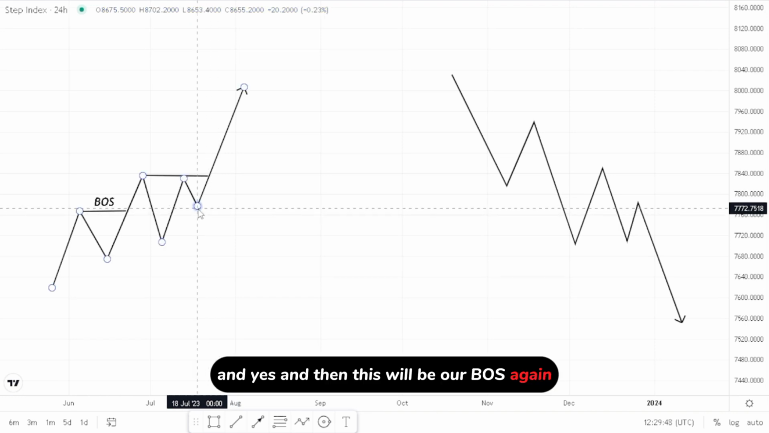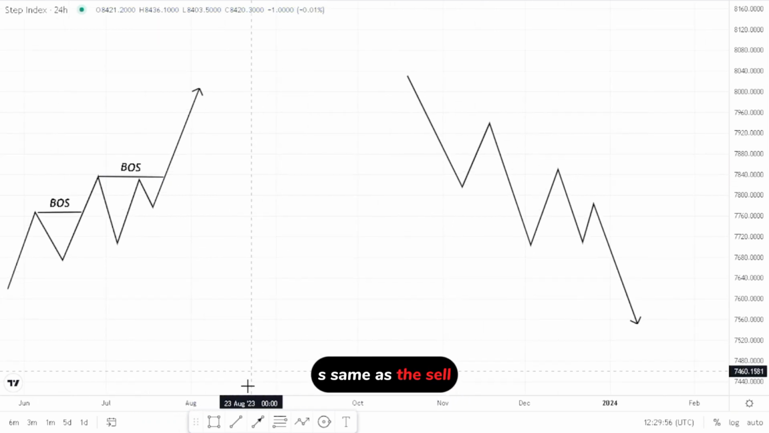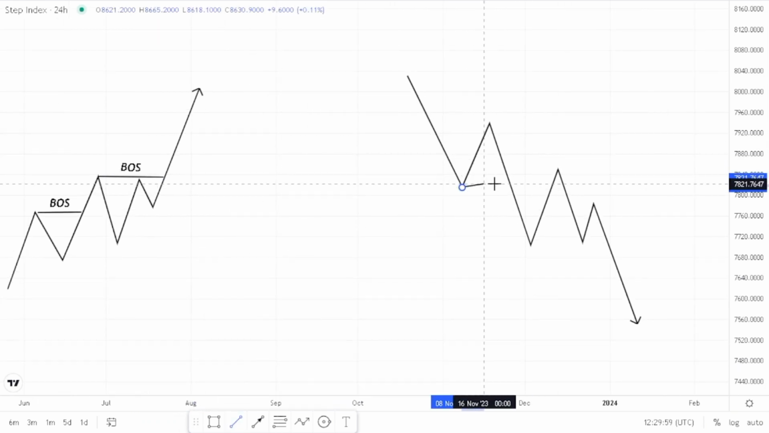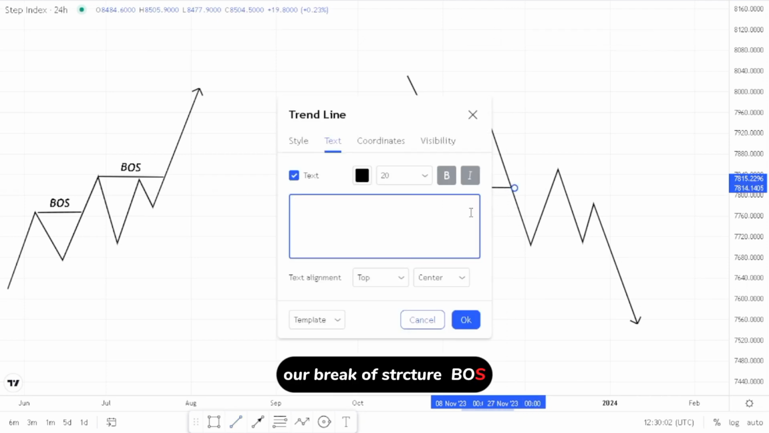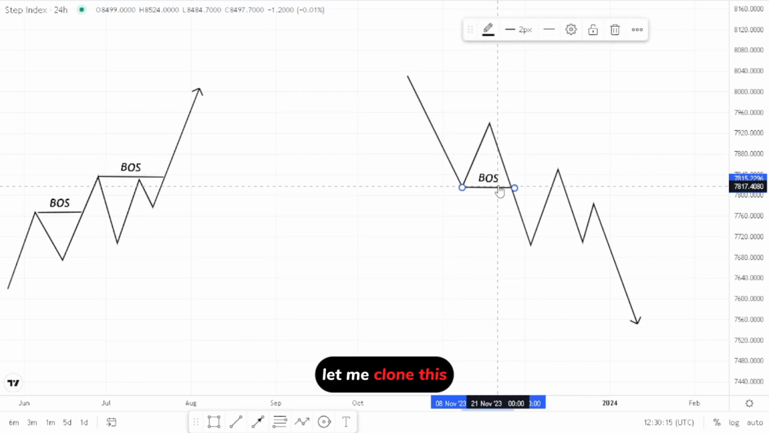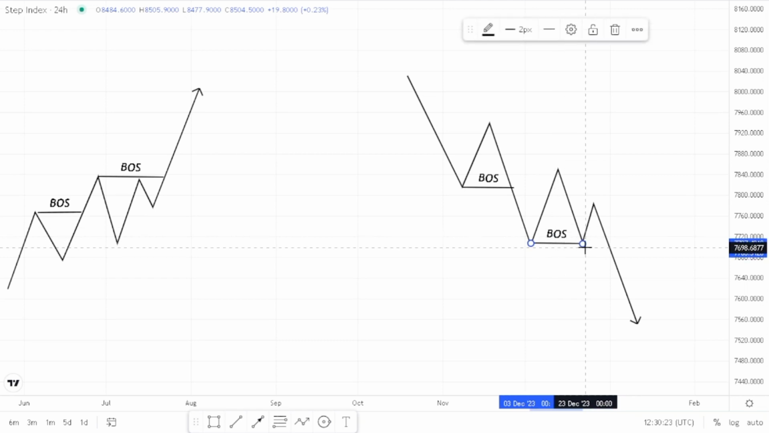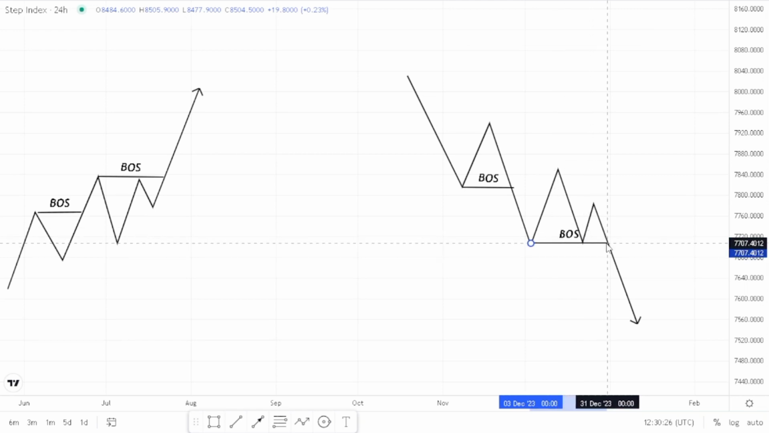And then this will be our BOS again. This one, BOS. Same as the bearish example. We have break of structure, BOS. We have our BOS right here. Let me clone this. Here we have another BOS right here. Like this.